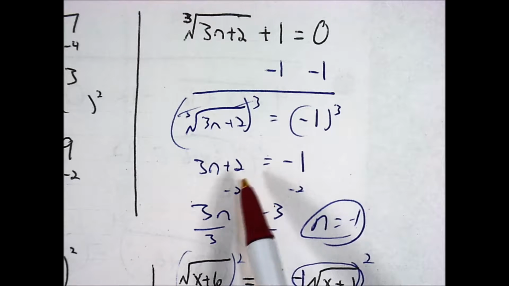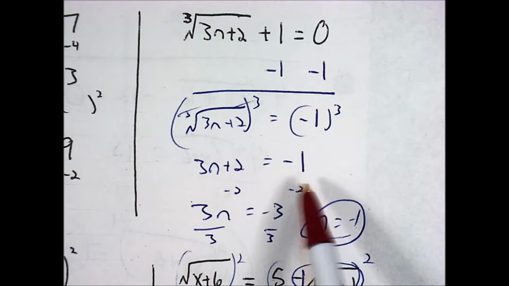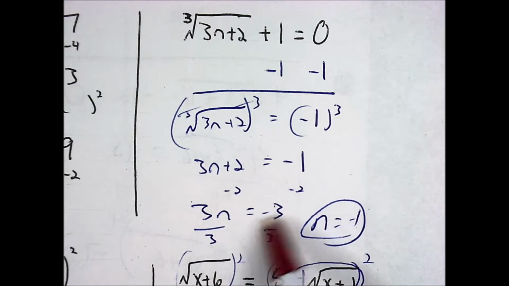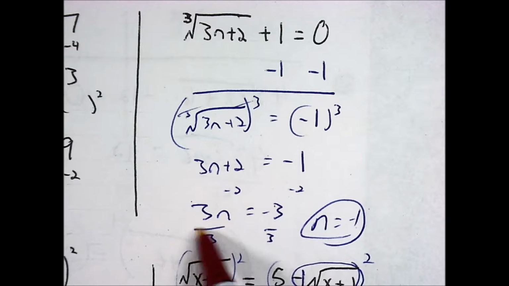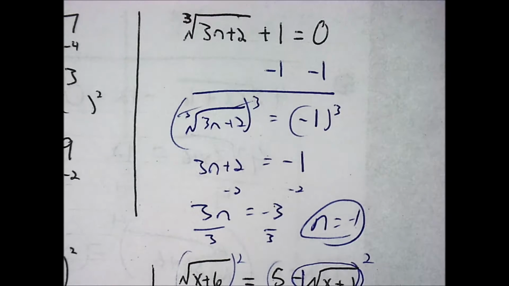So then we subtract 2 over. We're trying to solve the leftover equation here. Subtract 2 over, we get negative 3. Divide by the 3, n equals negative 1. Alright, hopefully you're able to get negative 1 on your own.